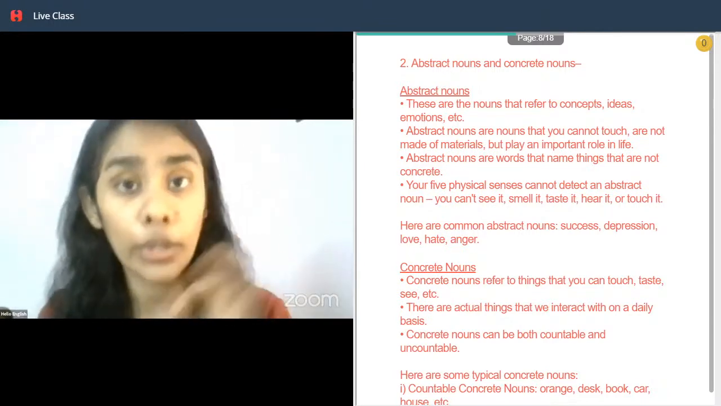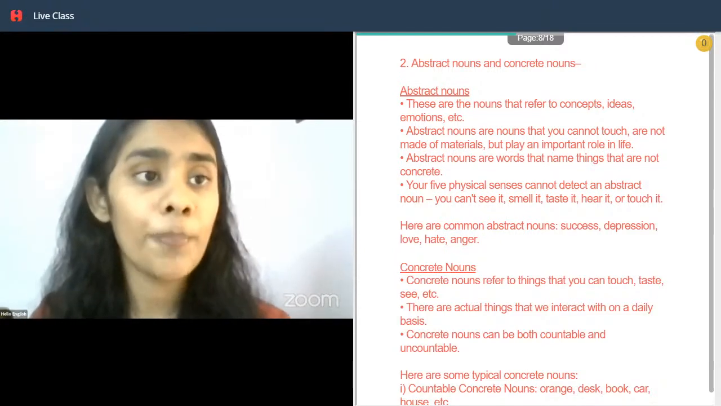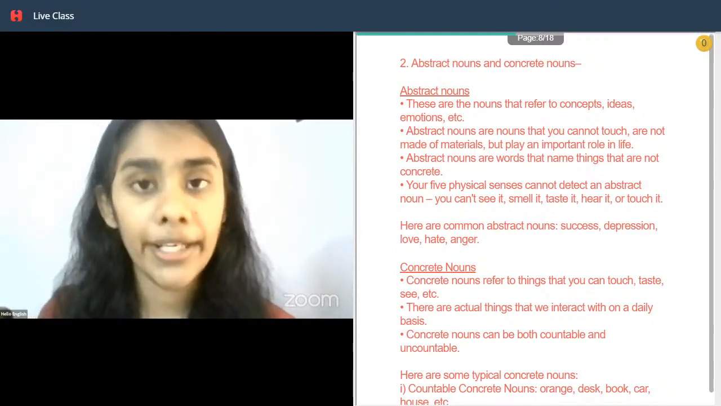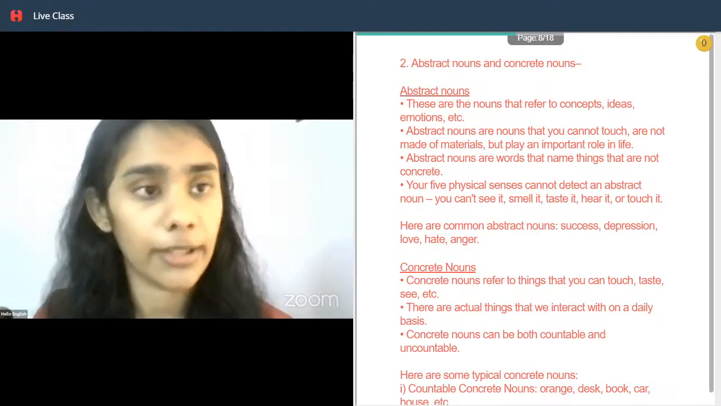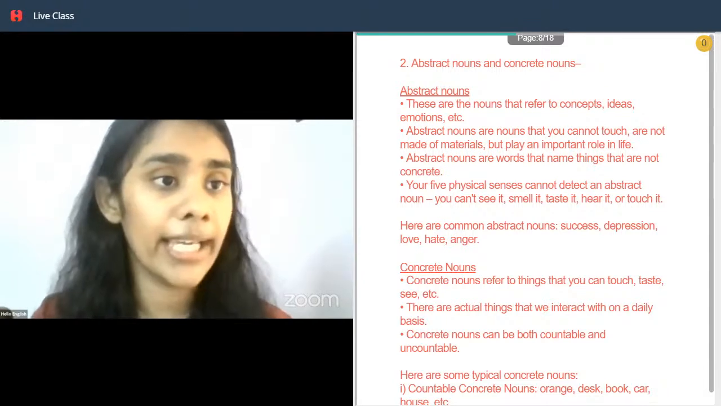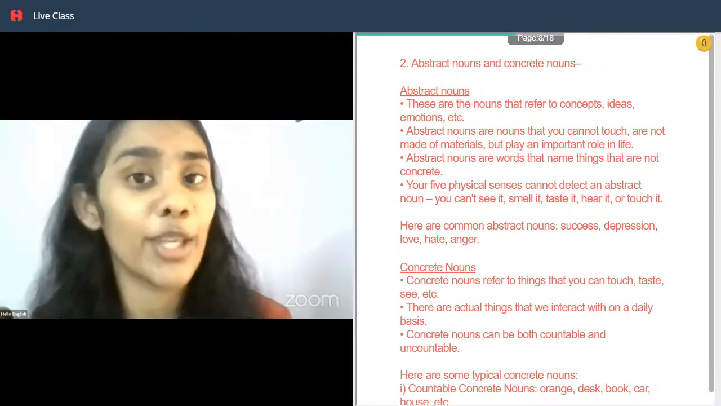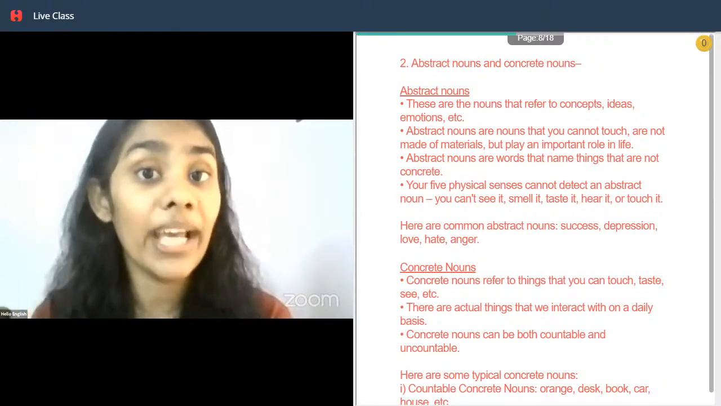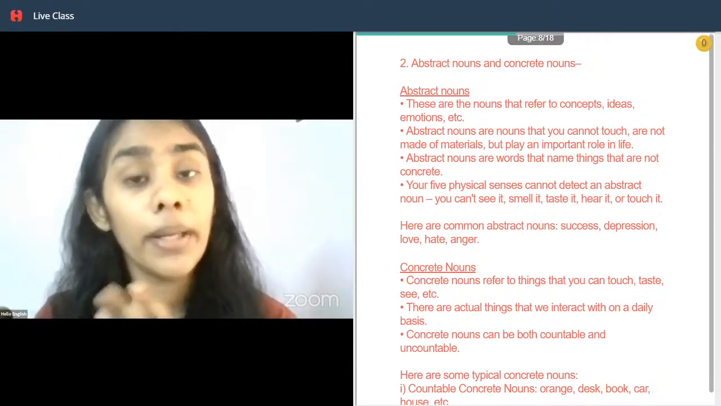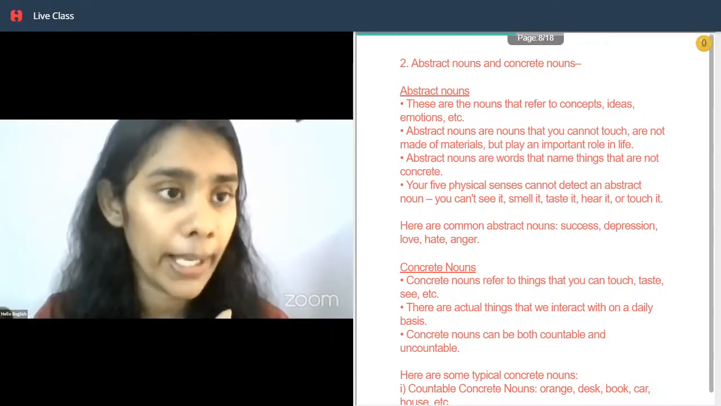Please write this down. You need to know this. These are the nouns that refer to concepts, ideas, emotions, etc. Abstract nouns are nouns that you cannot touch. These are not made of materials. Why can't we touch them? Because they are not made by anyone. But they play an important role, they are very important in our lives.